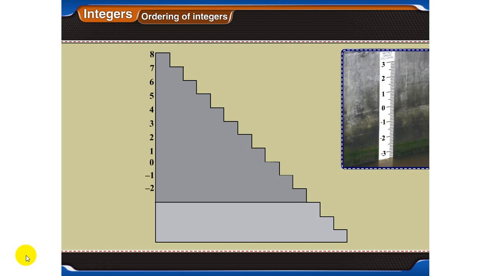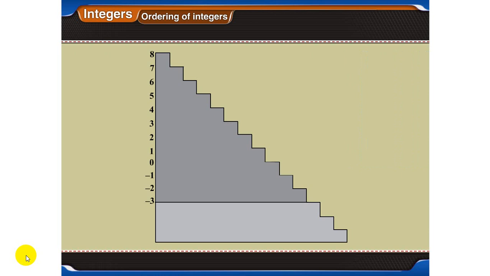So the water level is now at -3, that is 3 steps below 0. After that, due to further use, the water level went down by 1 step and it was at -4. You can see that -4 is less than -3.